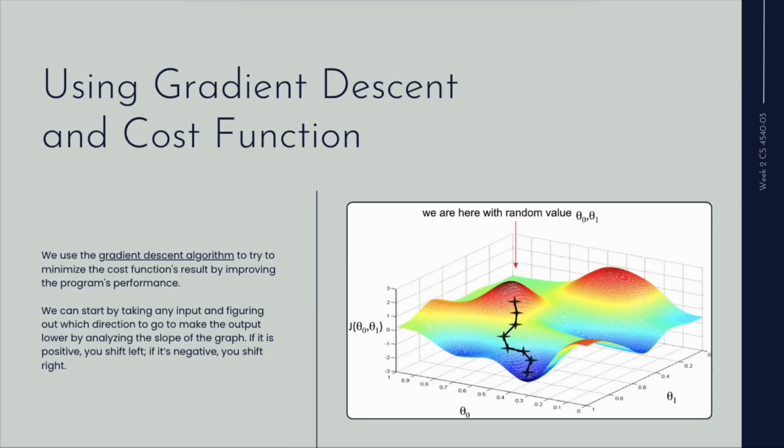We adjust these inputs by shifting the input in the opposite direction of the slope, meaning that if the slope is positive, you shift the input to the left, or if it's negative, you shift it to the right. This is repeated until a minimum of the cost function is reached, which means that the performance of the program should improve.